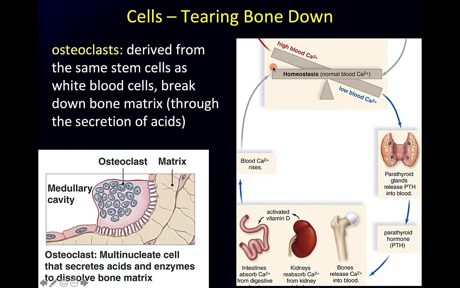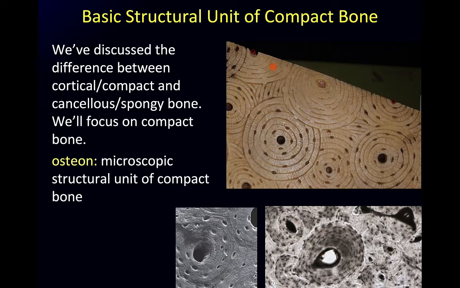Now, of course, if they get too high, there's going to be another side to this. If blood calcium levels are too high, we're going to stop absorbing it in our intestines. We're going to go ahead and reabsorb it less, and we can actually urinate some of that out, but we can deposit it into our bones for later usage by stimulating osteoblasts. So there is that balance between osteoclast and osteoblast. Now let's take a look at the structure of compact bone.